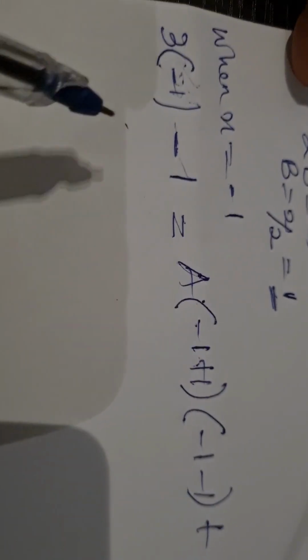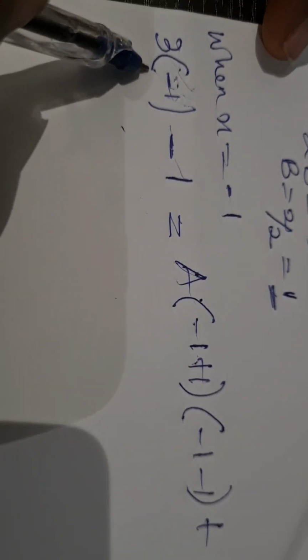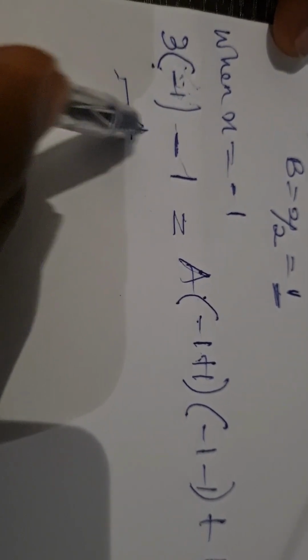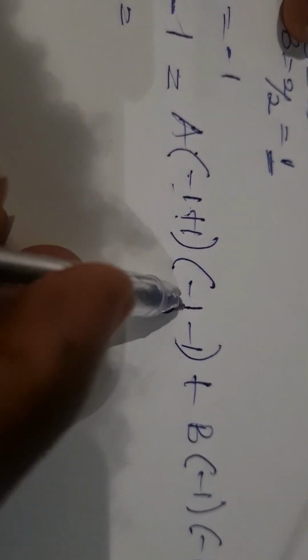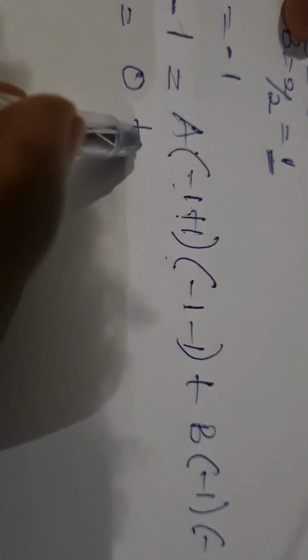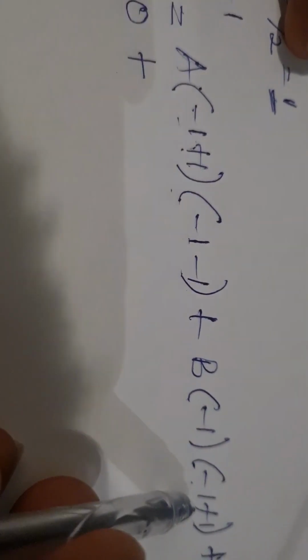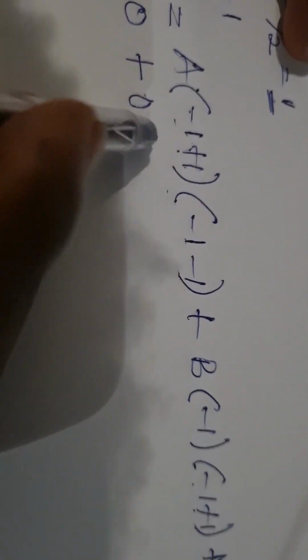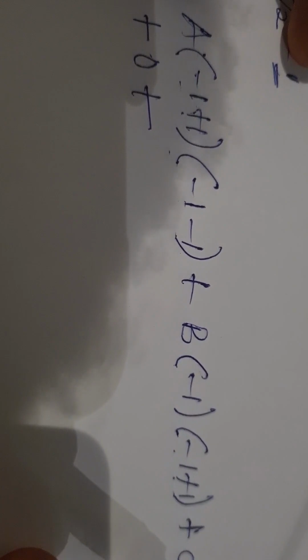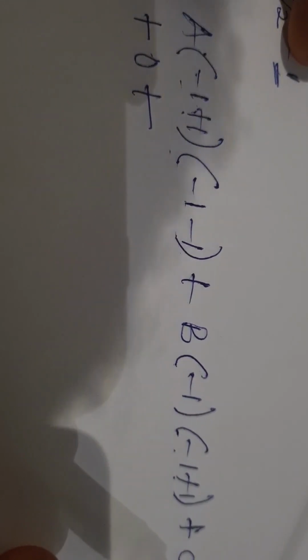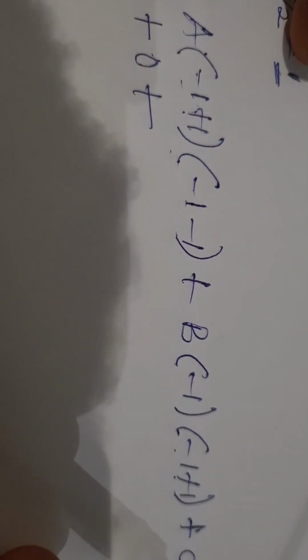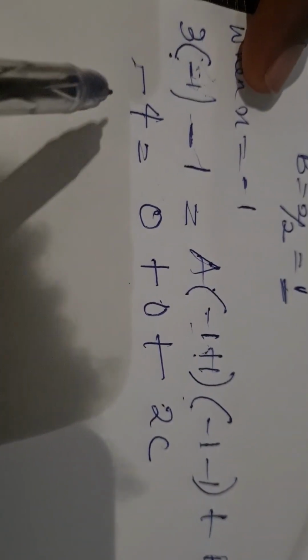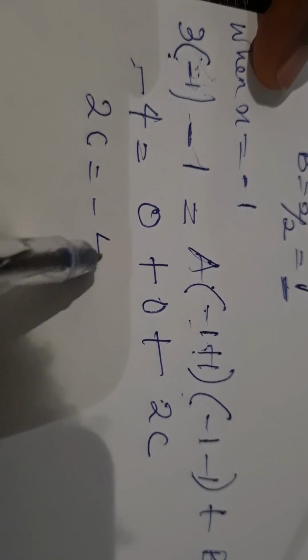So here now, 3 times minus 1 is minus 3. Minus 3 minus 1 is minus 4, which is equal to minus 1 plus 1 is 0. 0 times all of this is 0, so this one is gone. Plus minus 1 plus 1 is 0. 0 times all of this is 0. Plus minus 1 minus 1 is minus 2. Minus 2 times minus 1 is 2, right? 2 times c is what? 2c. So 2c is equal to minus 4.